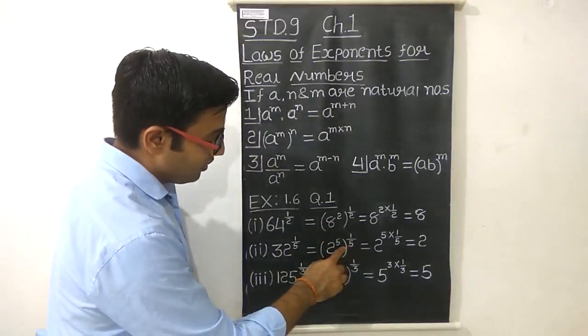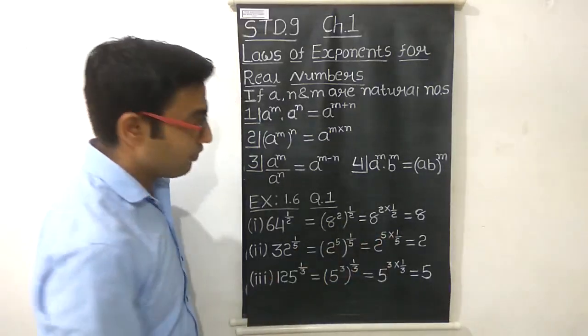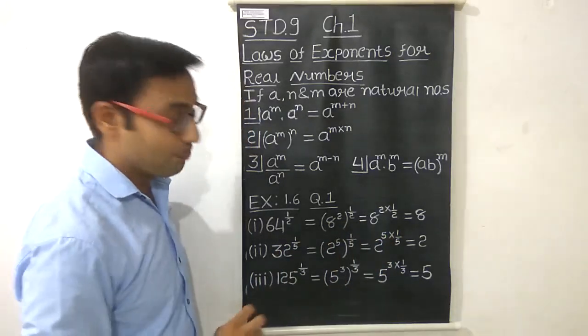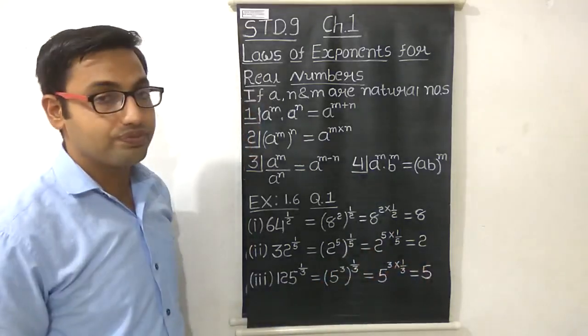Again in the same way, we have to multiply both the powers. So 5 into 1 upon 5. Now the 5s will cancel out each other. Only 2 raised to power 1 will remain. So the answer is 2.